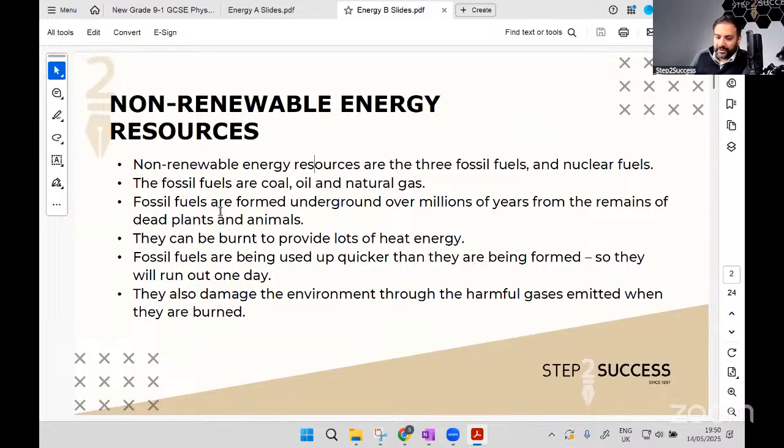Fossil fuels, how are they formed? They're formed underground over years and years, over a long time.